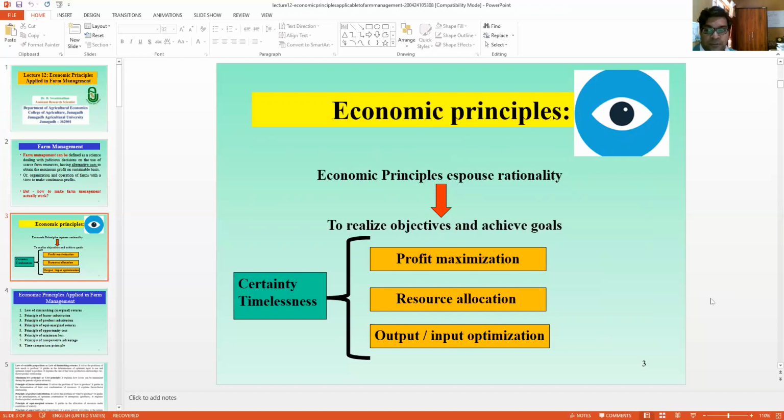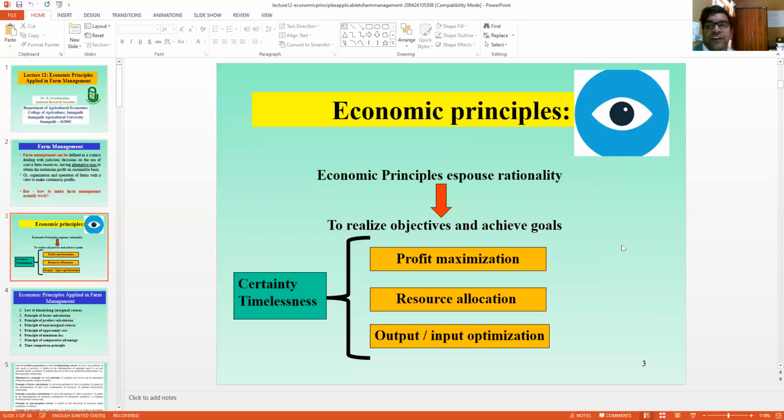Before going into what those principles are, we need to see the importance of economic principles. They espouse rationality. They help us to take rational decisions. The decisions have to be rational, because what is rationality? Whatever decision is taken to manage a farm should be based on data, experience, and expertise, and should be logical, right?